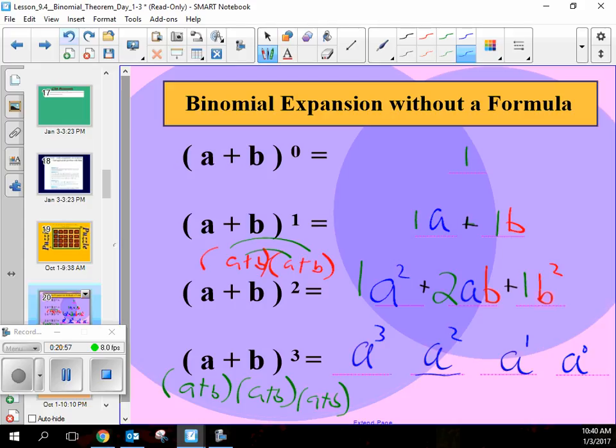But now let's go through and do the b's. Did you catch on to what the b's were doing? So what do you think the b at the end here should be? B to the what? Third. And then this must be b to the second. This must be b to the first. This must be b to the 0. Exactly.